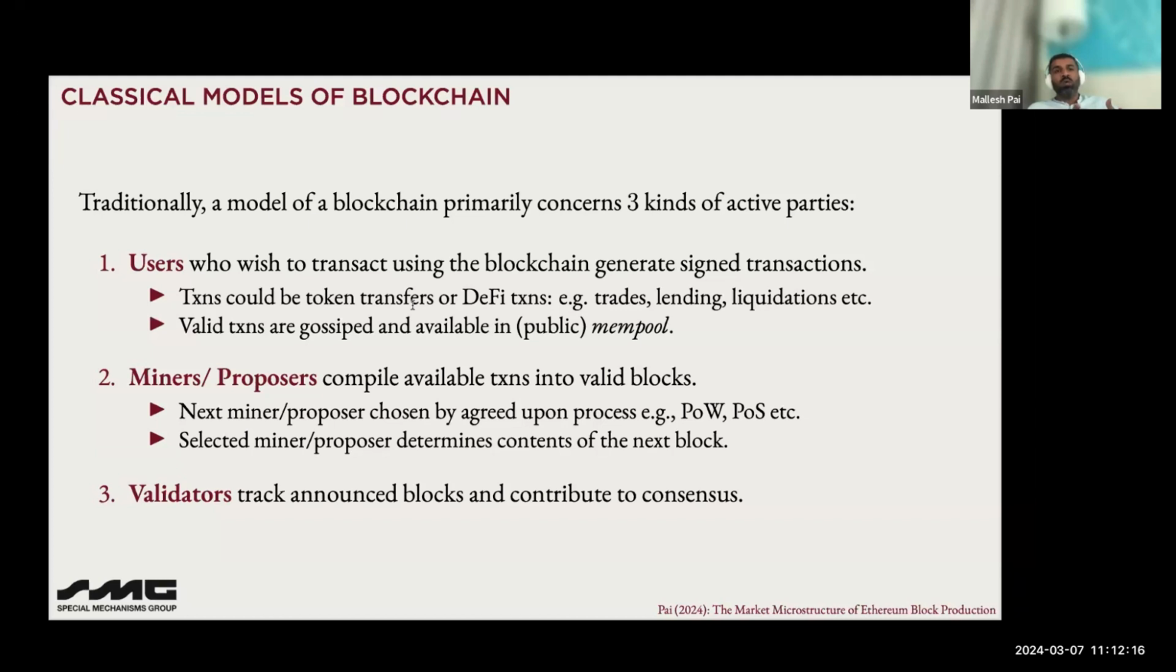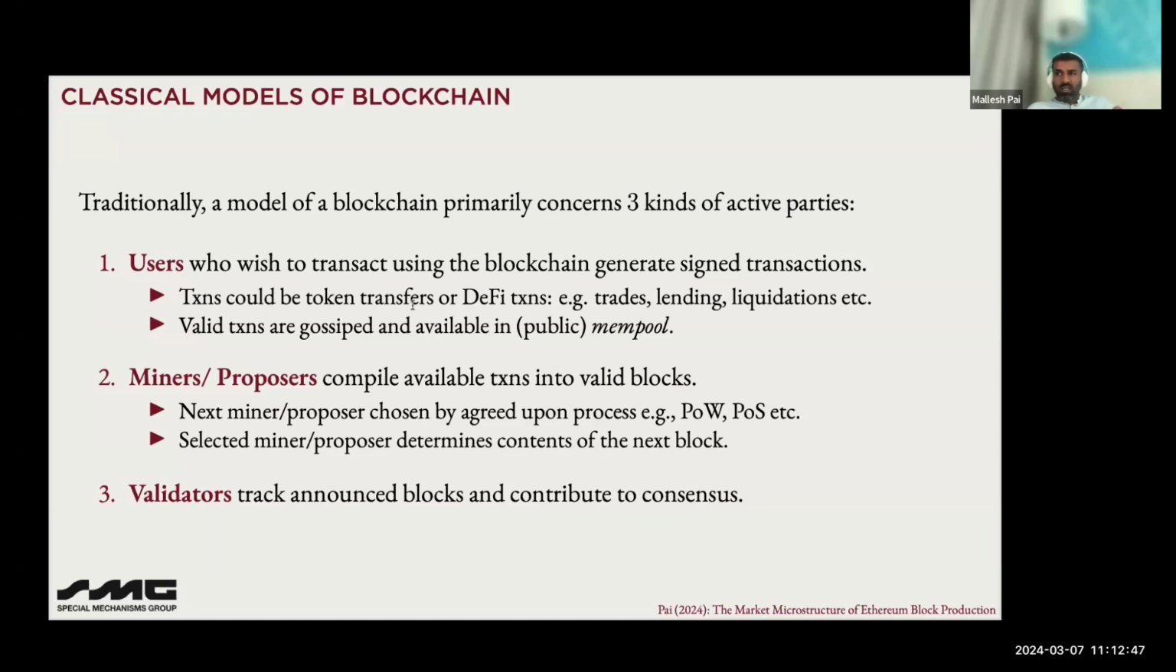How are they included? Well, there are these people, we call them miners or proposers, and from the set of available transactions, they're going to compile valid blocks. There are a whole bunch of rules about block validity; those details, I'll tell you the ones that are relevant as we go along. But at any single point in time, there's a single miner or proposer who is in charge of announcing the next block. That process could be proof of work, where you have to solve a cryptographic puzzle for the right to propose the next block. Or it could be proof of stake.